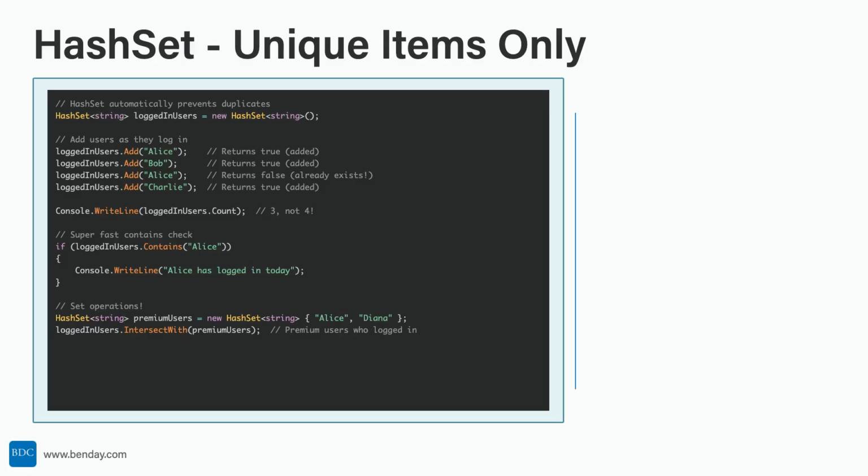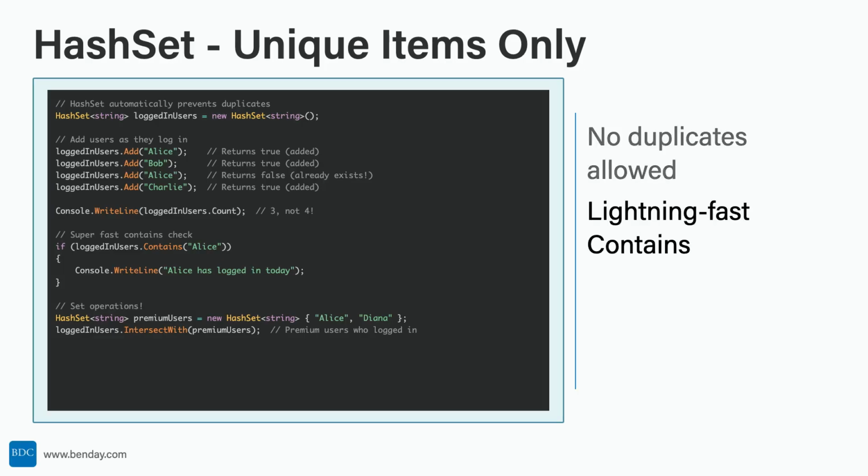What if you're tracking which users have logged in today? You only care if they logged in, not how many times. That's HashSet territory. Add the same item twice. HashSet ignores the second one. Perfect for tracking unique values like user IDs, email addresses, or tags. Just like dictionary lookups, checking if something exists in a hash set is nearly instant, way faster than List.Contains for large collections.